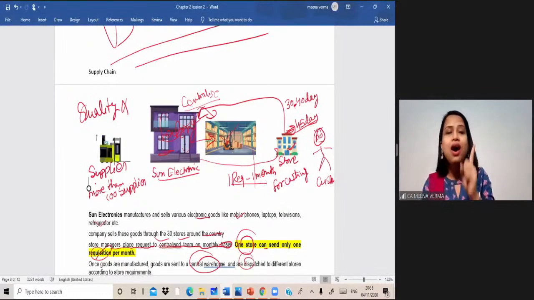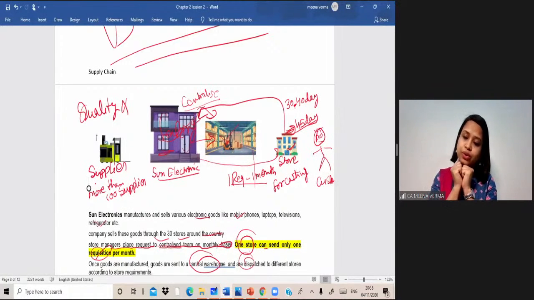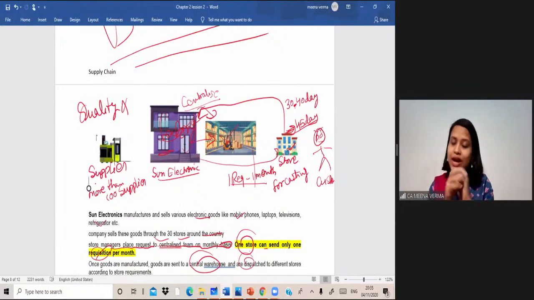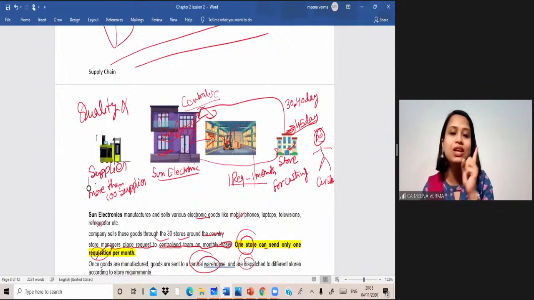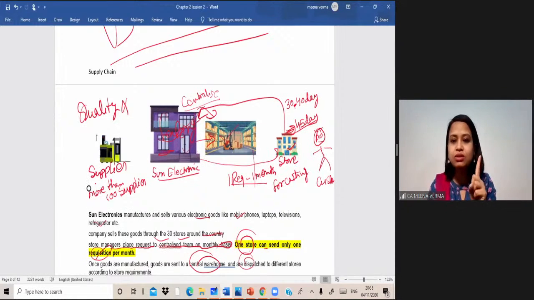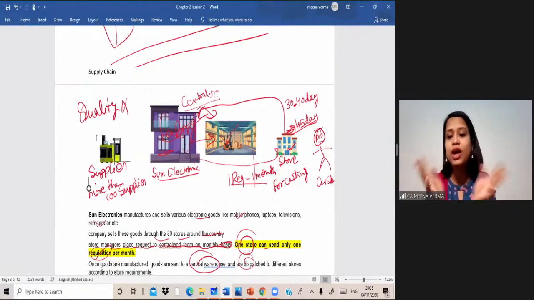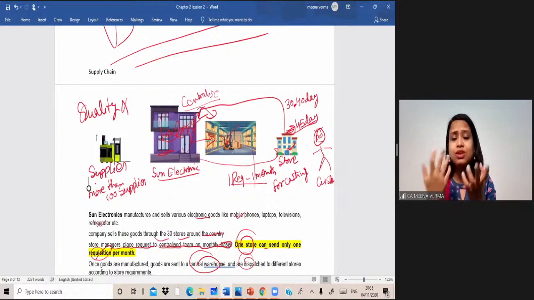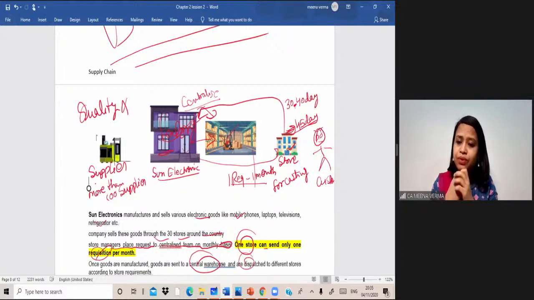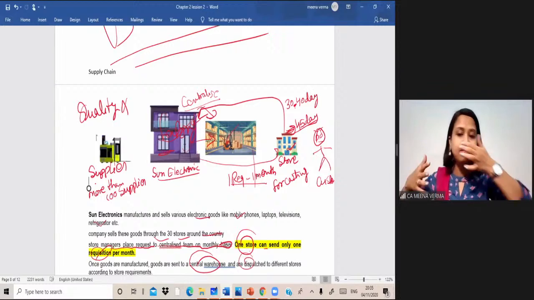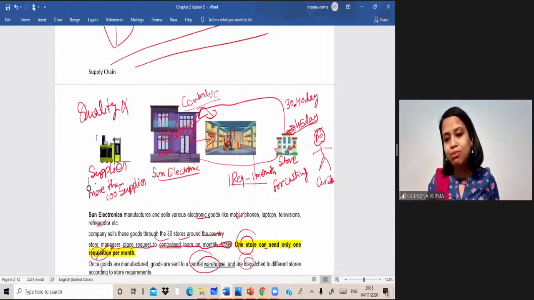Now, why are they storing for such a long period? Because they have a fear of stock out. What if the customer demands the product and they don't have it? And since they can send a maximum of one requisition in a month, in case of a stock out situation, where the customer is demanding and they don't have the material, that reduces customer satisfaction. That is why they are buying in huge quantity, with a 45-day inventory holding period.